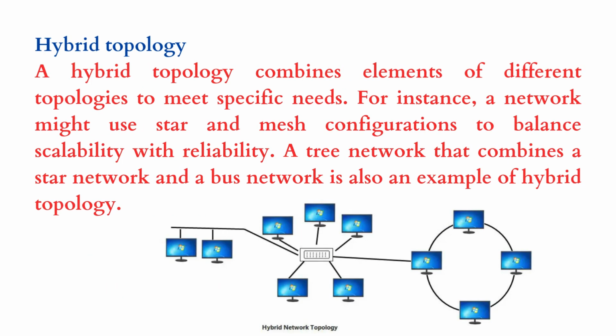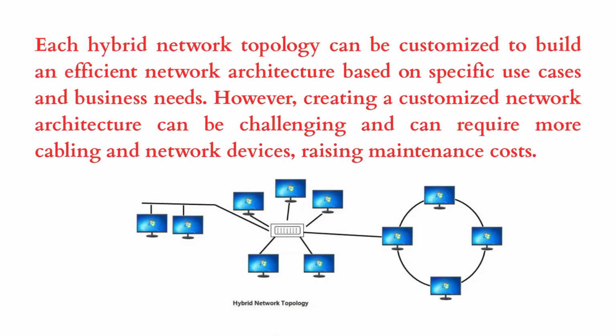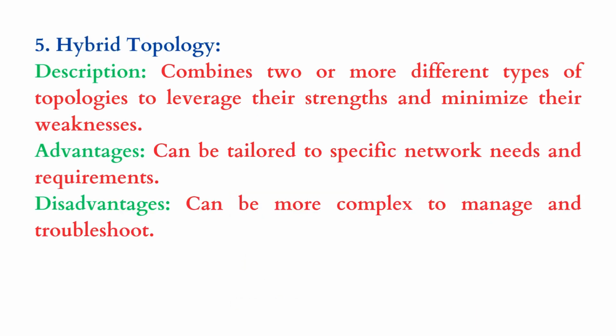Hybrid topology. A hybrid topology combines elements of different topologies to meet specific needs. For instance, a network might use star and mesh configurations to balance scalability with reliability. A tree network that combines a star network and a bus network is also an example of hybrid topology. Each hybrid network topology can be customized to build an efficient network architecture based on specific use cases and business needs. However, creating a customized network architecture can be challenging and can require more cabling and network devices, raising maintenance costs.